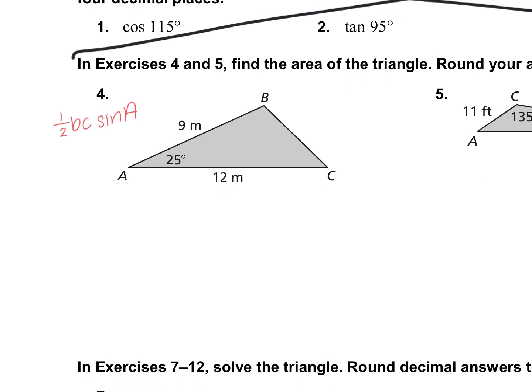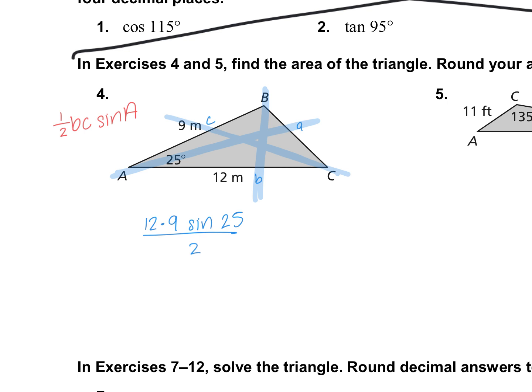And to solve this, here's side A, here's B, and here's C. Just wondering where I'm getting these A, B, C from, the lowercase letters: they're opposite of the angle. So A is opposite of angle A, B is opposite of angle B, and C is opposite of angle C. So I'm going to go ahead and plug it in. I'm going to have B first, so I'm going to have 12 times 9 sine 25 divided by 2. Then all you have to do for this one is plug it in.